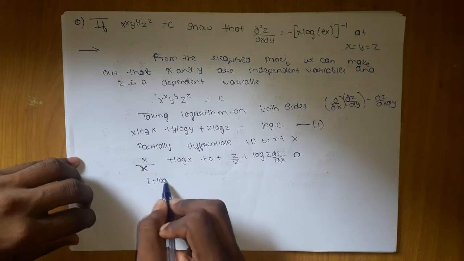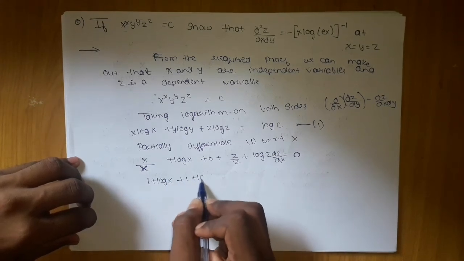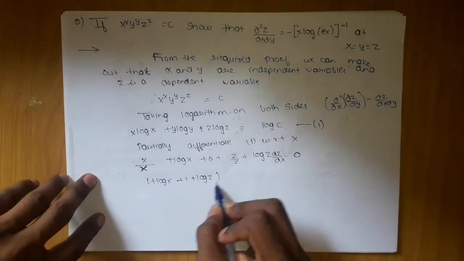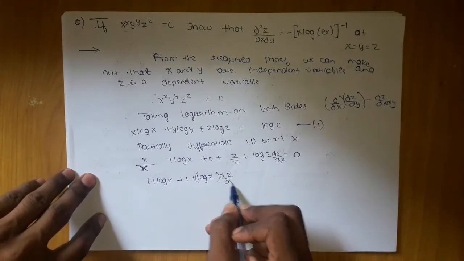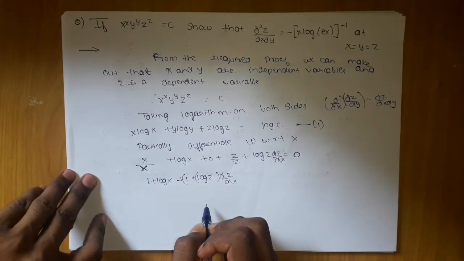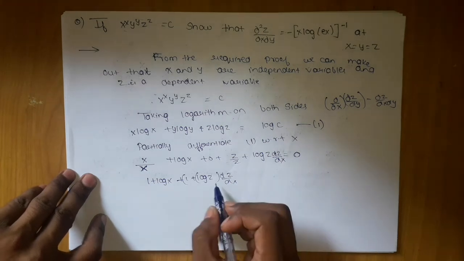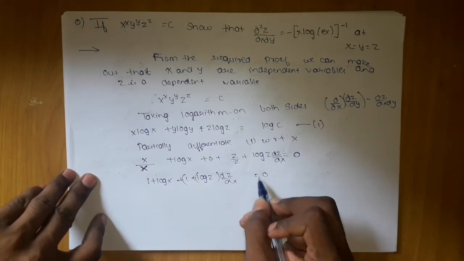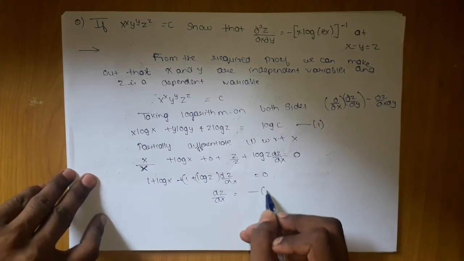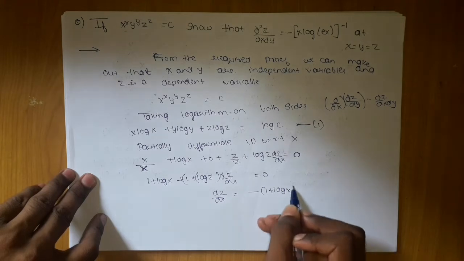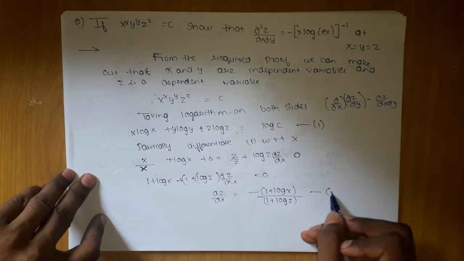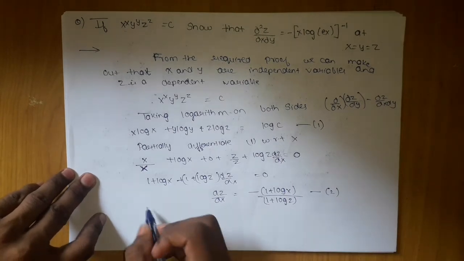1 plus log x plus 1 plus log z into dz by dx is equal to 0. We are going to get dz by dx value as minus 1 plus log x the whole by 1 plus log z. Call it 2.